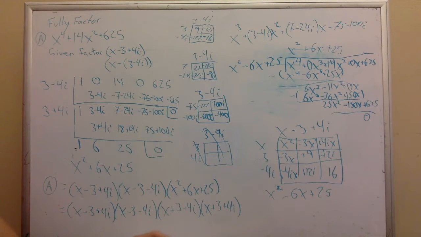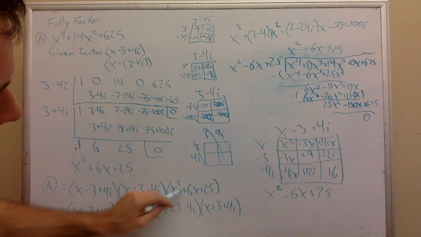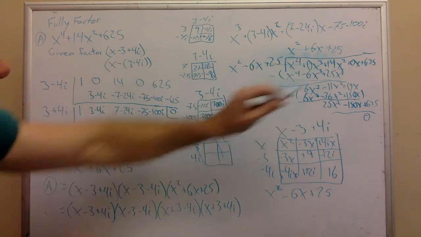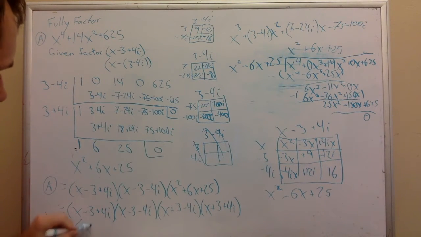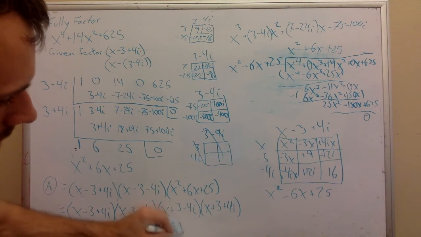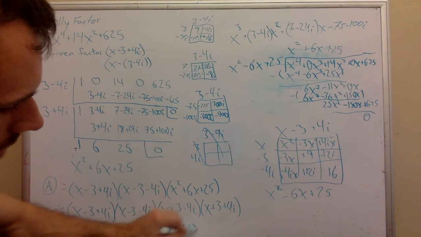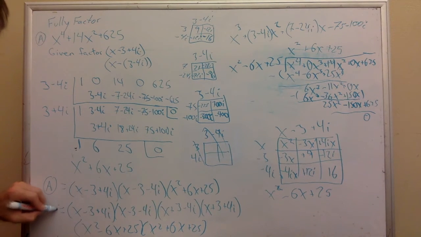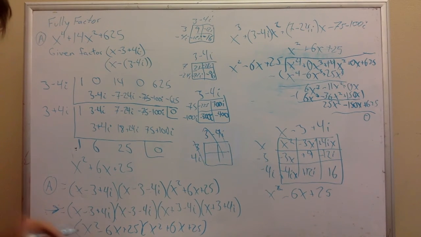So one last way that we can write this is remember that these two terms here, right? And notice we have this here. This is exactly what we got before. So we could also write this as x squared minus 6x plus 25 times x squared plus 6x plus 25. But of course, this is our fully factored form.